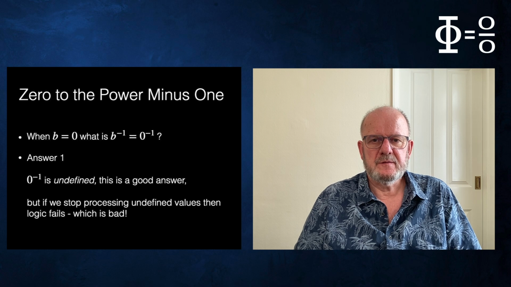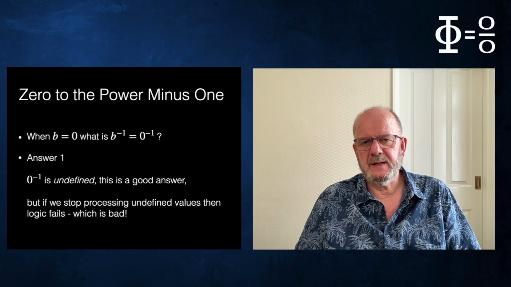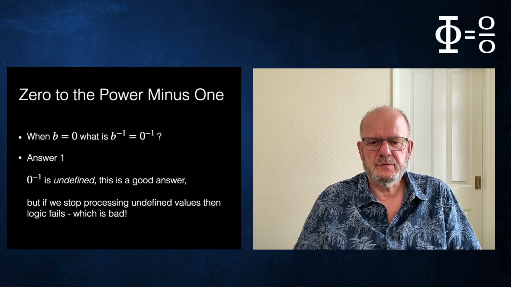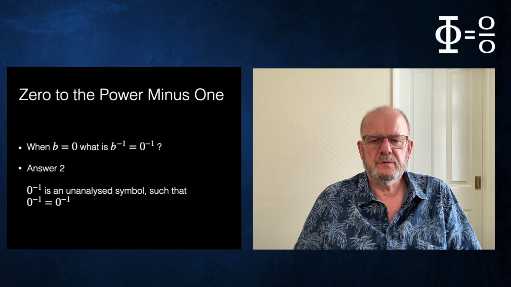Now, saying that 0 to the power minus 1 is undefined is a good answer. It identifies 0 to the power minus 1 as belonging to a class of things that are undefined. But we shouldn't stop processing undefined things. If we do that, then logic fails, and that's bad. What we should do is carry on using logic. Now, another answer to the question, what is 0 to the power minus 1, is to say that 0 to the power minus 1 is an unanalyzed symbol such that 0 to the power minus 1 equals 0 to the power minus 1. And this is a much more insightful answer than it looks at first glance.